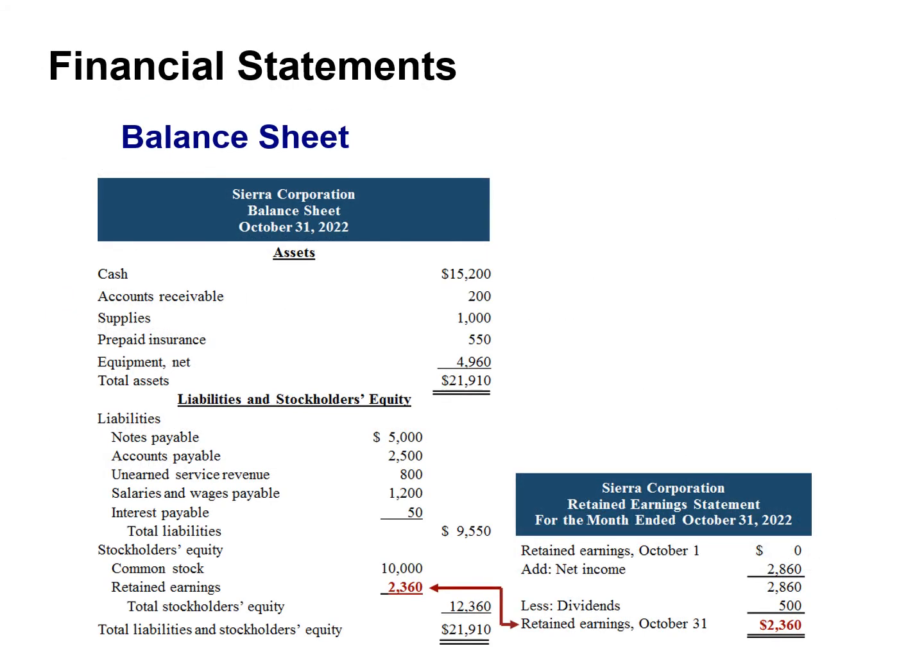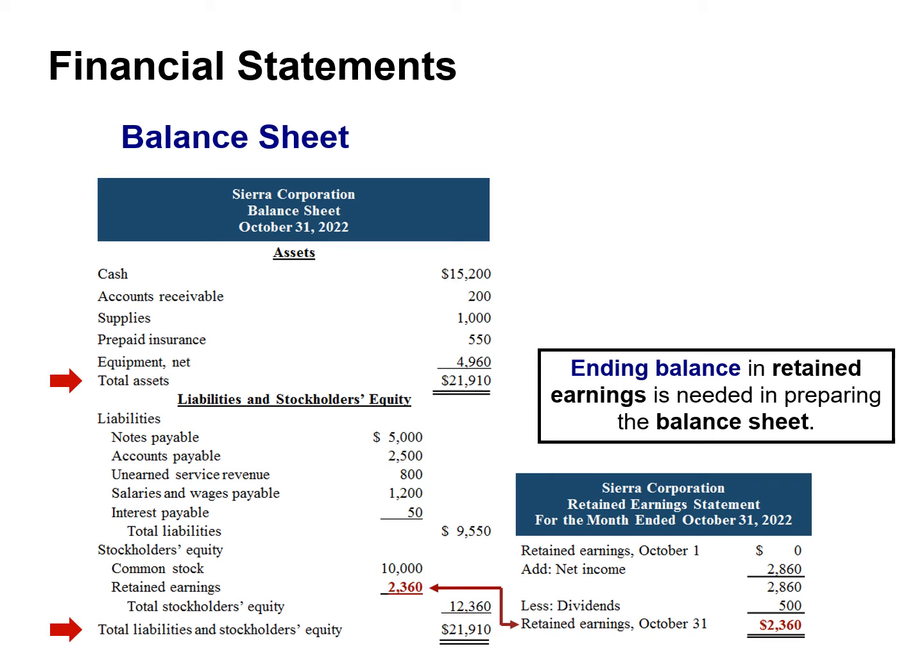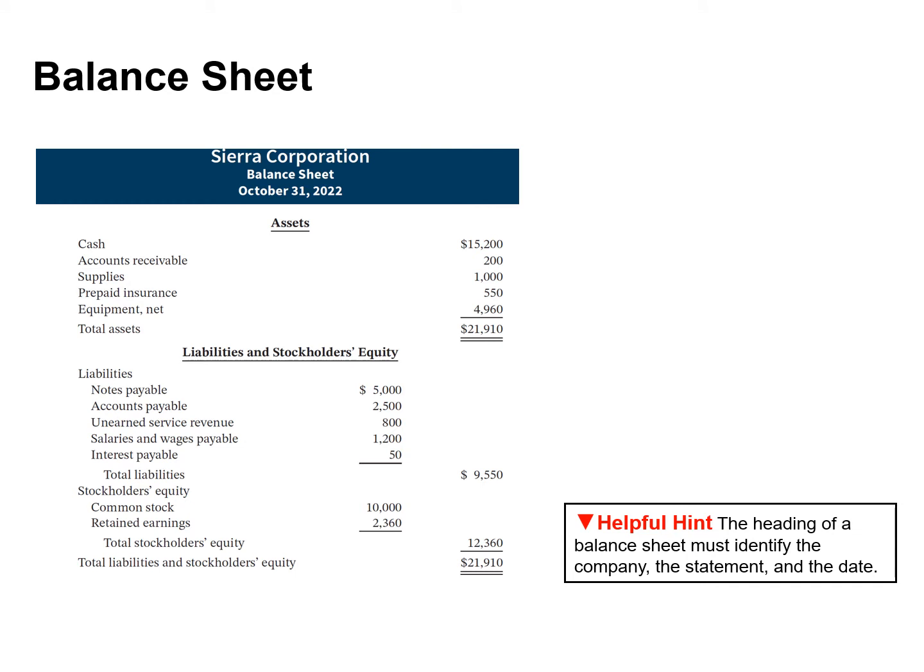The balance sheet shows the relationship between assets and claims on assets, which include liabilities, that would be the claims of the creditors, and stockholders' equity, which would be the claims of the owners at a specific point in time. In this instance, it's October 31st. Assets and claims, liabilities, and stockholders' equity must equal. The ending balance in retained earnings is needed in preparing the balance sheet, more specifically, the stockholders' equity section. The balance sheet presents Sierra's financial position as of October 31st. It reports assets and claims to assets at a point in time.